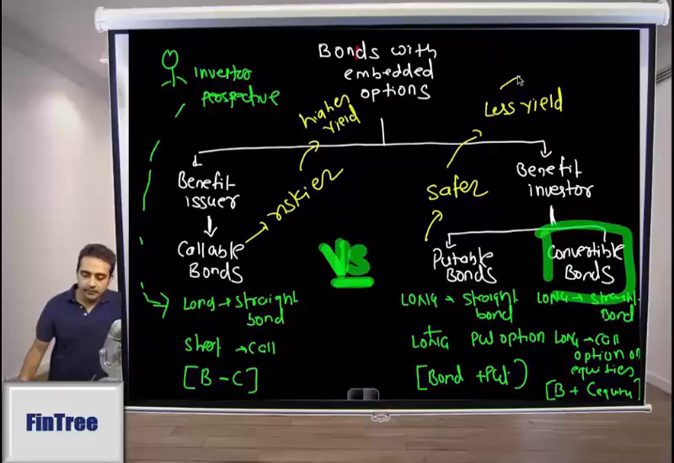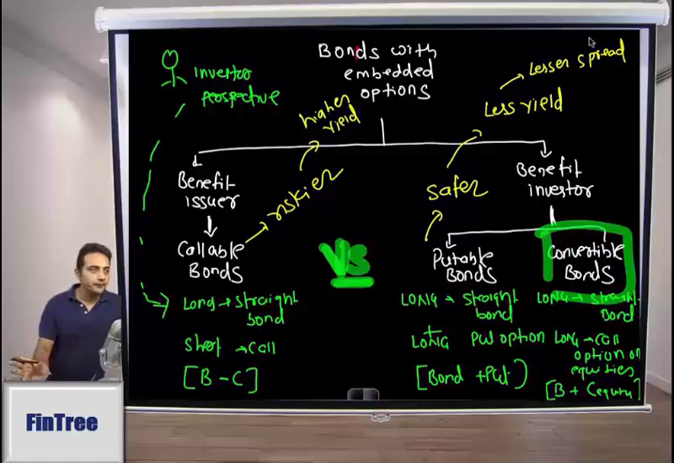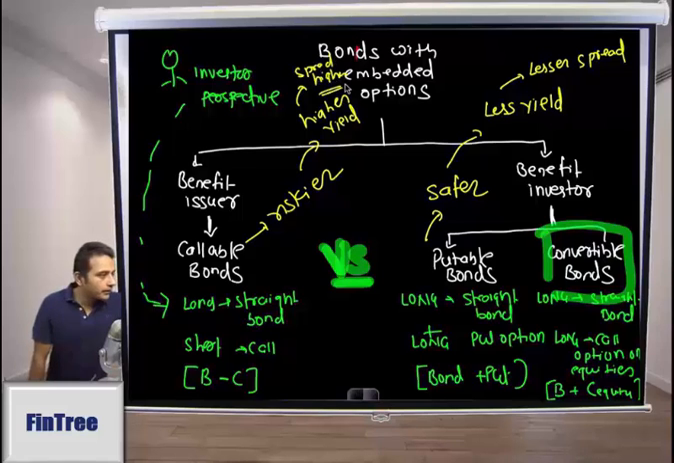And lesser yield means lesser spread. Spread means the distance between the two yields: yield on a bond minus yield on government bonds. And because the yield is higher, here automatically spread would be higher. Are we okay here?